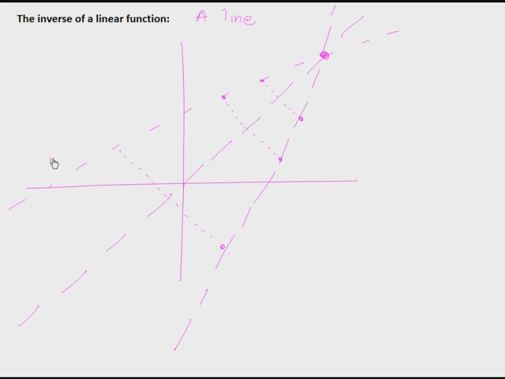So, this line, if I call it f of x, then this line is f inverse x. This is the graph of y equal to f(x). This is the graph of y equal to f inverse x. The line is reflected in the line y equal to x. And every line stays a straight line. That's how you obtain the inverse of a linear function.